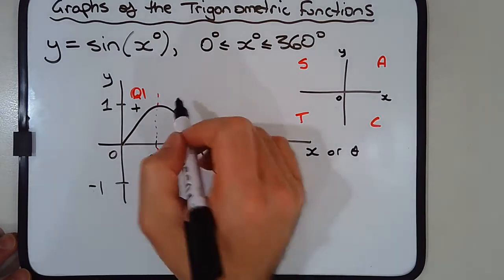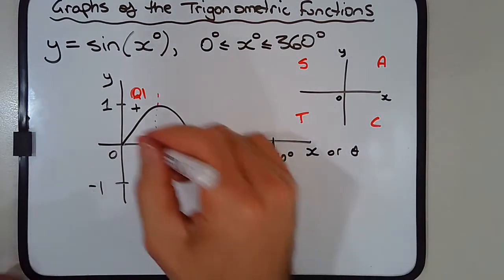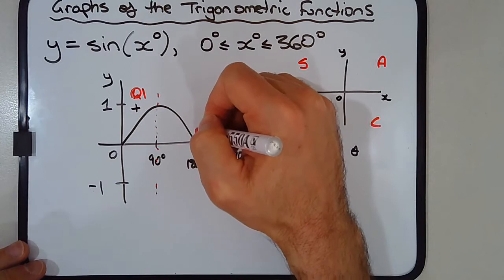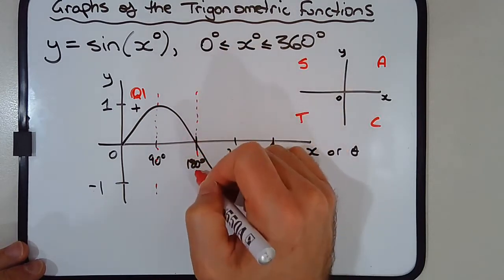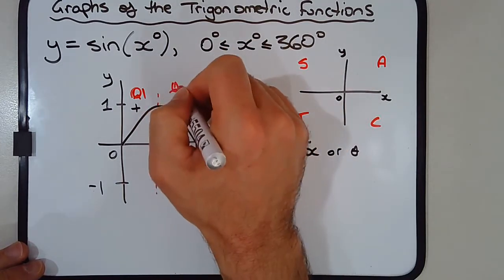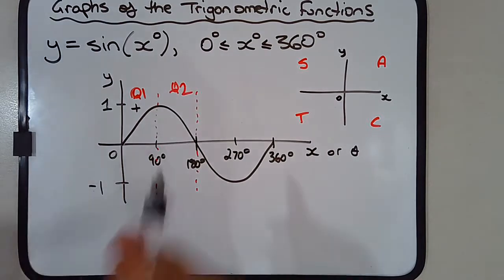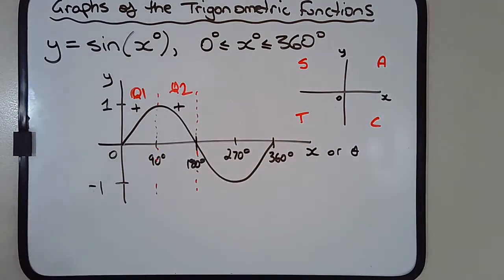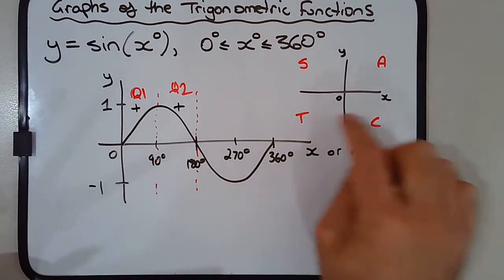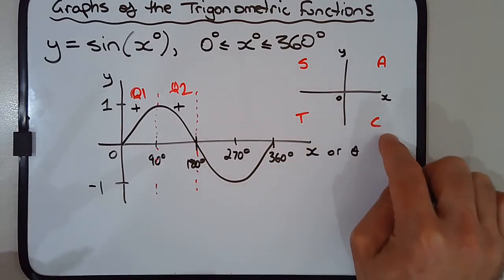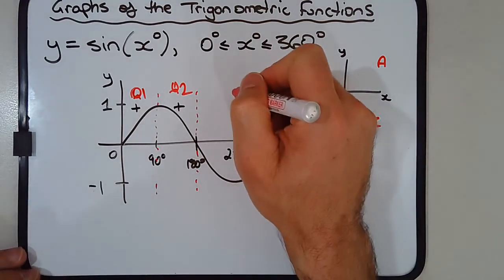In quadrant 2, sine is positive. It's above the x-axis. The graph is above the x-axis. So that's quadrant 2, and that's positive as well. All right, quadrant 3, only tan and cosine are positive, so sine is negative.